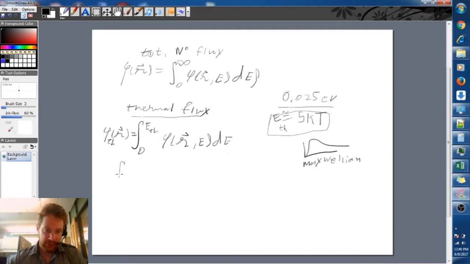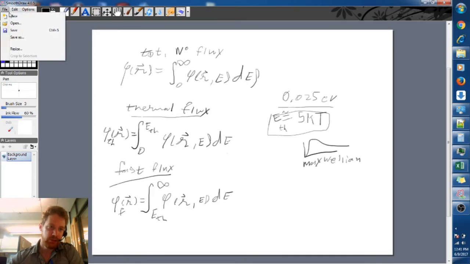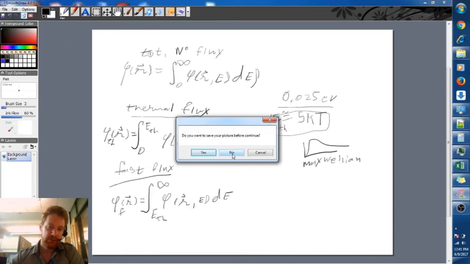And then we have what's called the fast flux. That's phi sub f of r, and that just equals the integral from the thermal energy up to infinity of our energy dependent flux dE. So we're taking our spectrum and just taking the upper part of it. Those are the two-group approximation. In general, we can have an arbitrary number of energy groups.